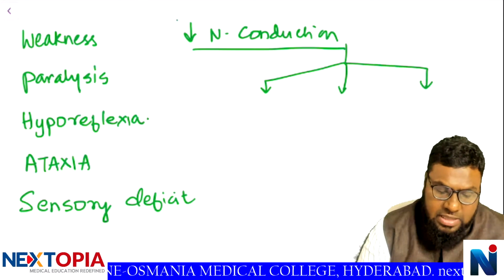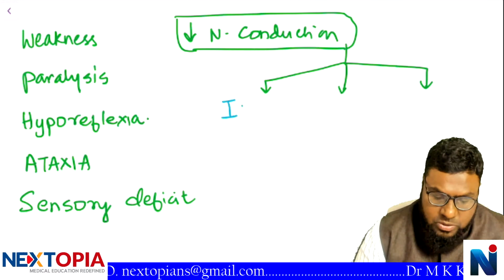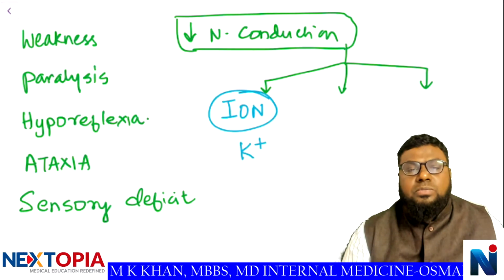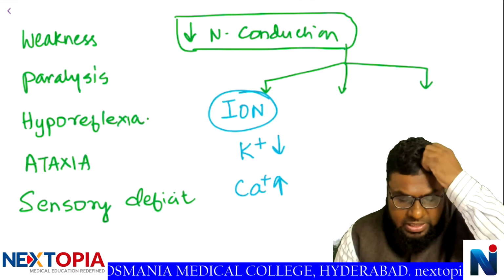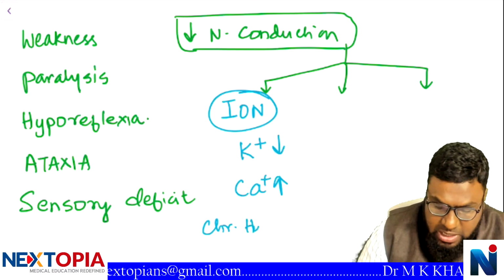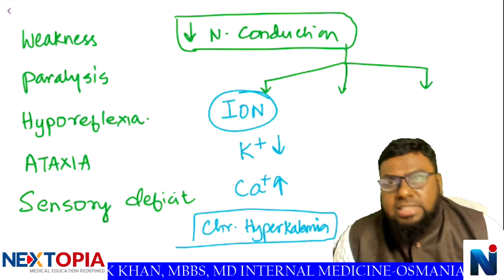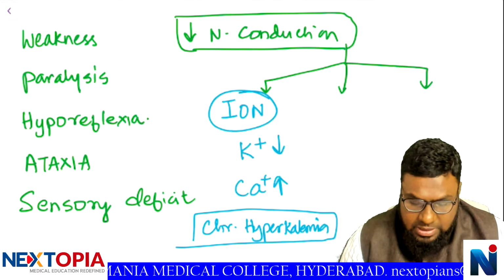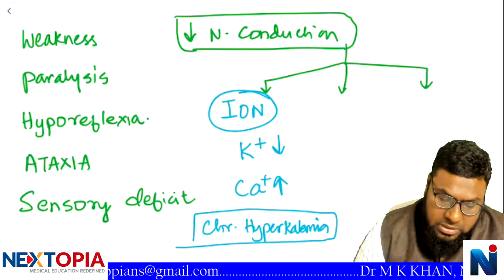Now this decreased nerve conduction may be because of many mechanisms. If it is due to ionic disturbance, say ion channels are involved, for example hypokalemia, hyperkalemia, they decrease the nerve conduction. Or chronic hyperkalemia. I told you how chronic hyperkalemia acts, by prolonged inactivated state of fast sodium channels, is it not? So chronic hyperkalemia, or hypokalemia, or hypercalcemia. This is one important point.